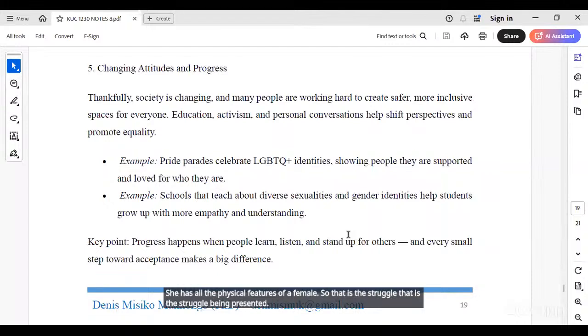Then the changing attitudes and progress. So because of information, because of media, because of the transformation, education and everything, society is changing. And we are now beginning to appreciate that actually these people with different sexual orientations are present. Okay. So we need to possibly continue working a bit harder to create more safer, more inclusive spaces for everybody. So we need to learn, we need to listen so that we can accommodate these people.